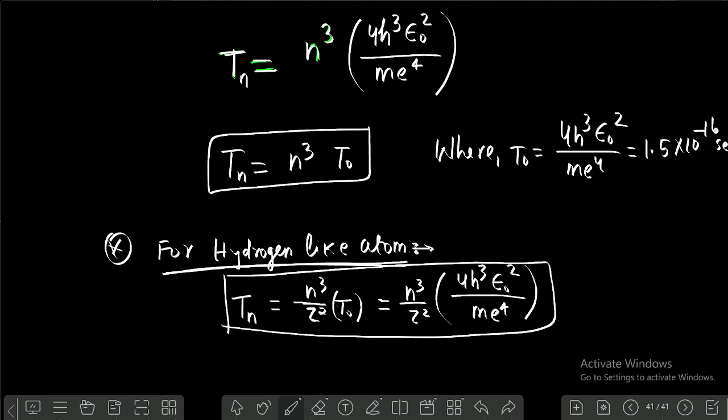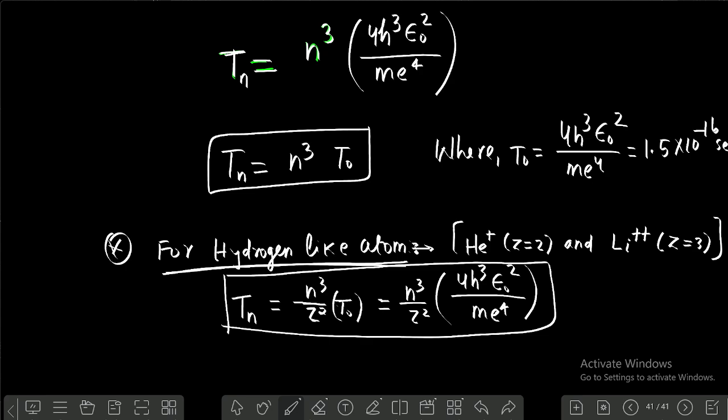Okay, so for hydrogen like atom, already you know, helium plus Z equal to 2, single electron atom, and lithium double plus, so Z equal to 3. Like that you can substitute. So what is your first orbit time period for hydrogen atom? What is n equal to 1? When electron is at n equal to 1, ground state, that is Tn equal to 1 cube into T naught.